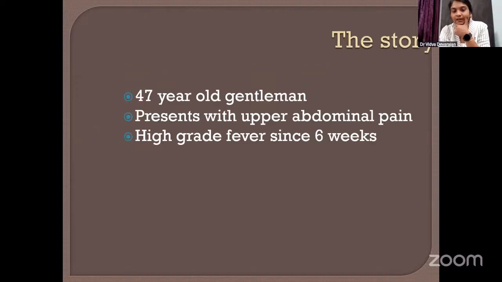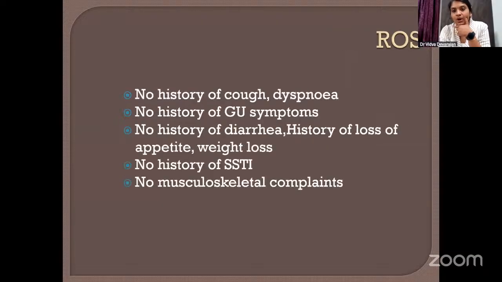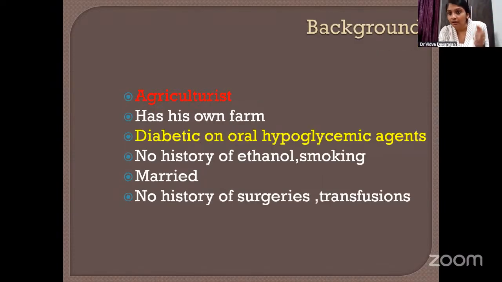So I have another patient, a 47-year-old, who presents with upper abdominal pain with high-grade fever of 6 weeks duration. Review of other systems, non-contributory. Important to look at your occupational history. He was an agriculturist. Comorbids, again, he's a diabetic. He has his own farm.